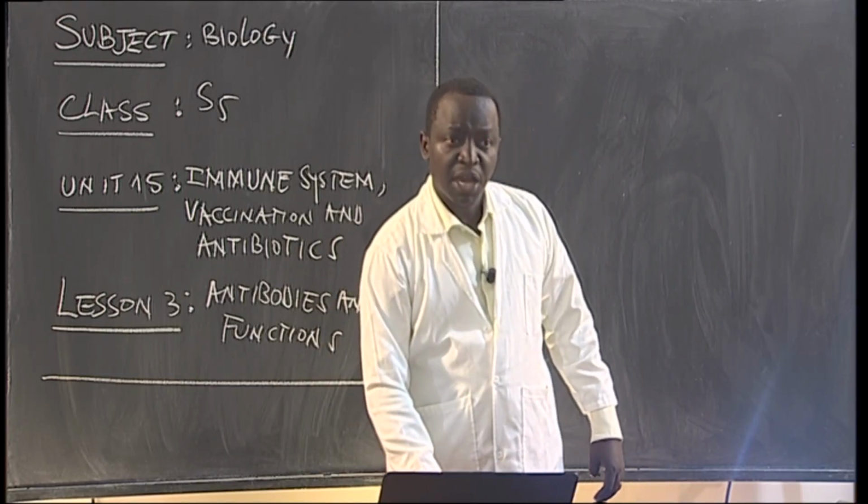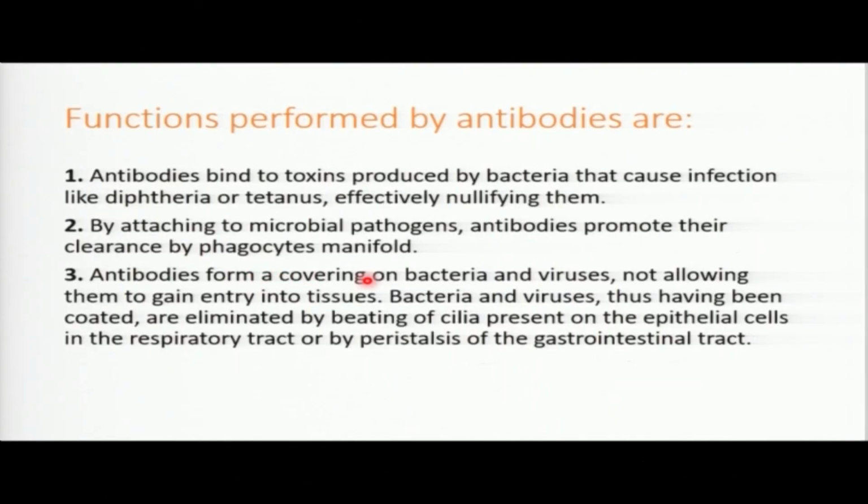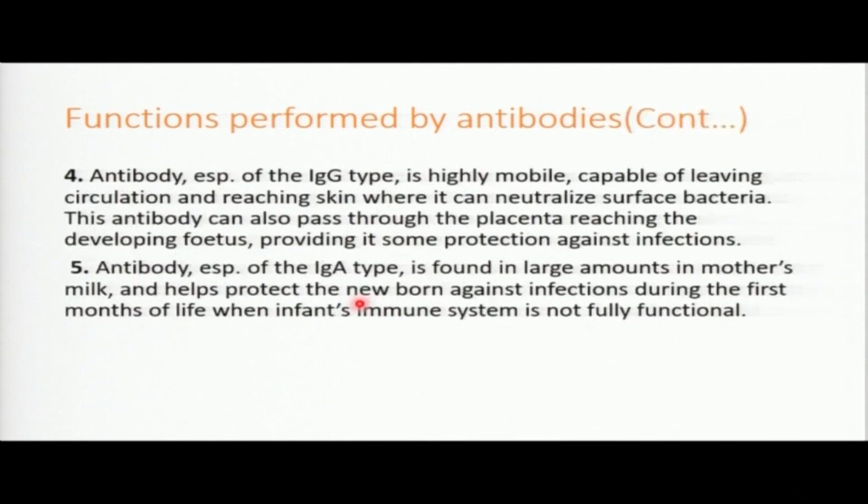Number three, antibodies form a covering on bacteria and viruses. They cover them, so they are not allowed to gain entry into the tissues. You see? Antibodies make a cover on the viruses and bacteria so that they cannot get into our tissues. If they are covered, they are not allowed to get into the body. You see how antibodies are working? Nice.